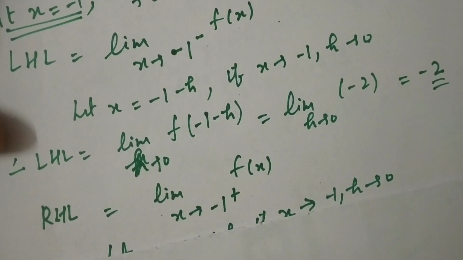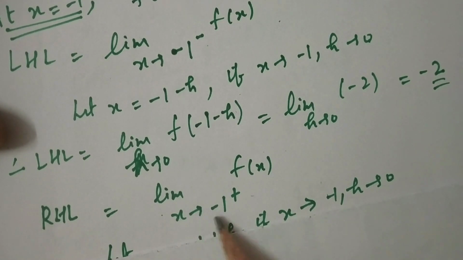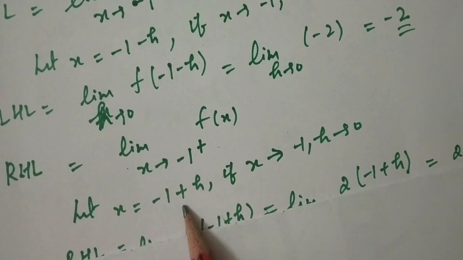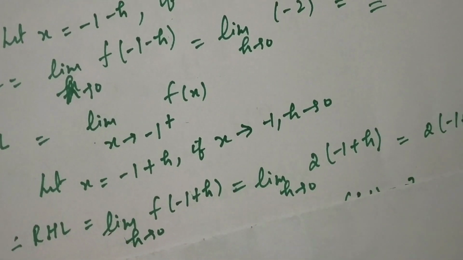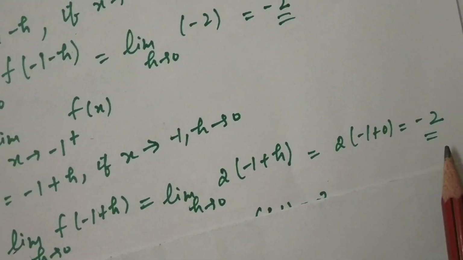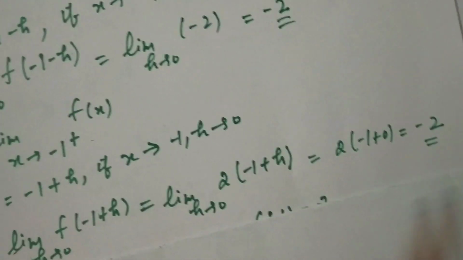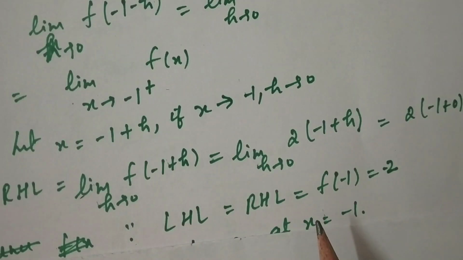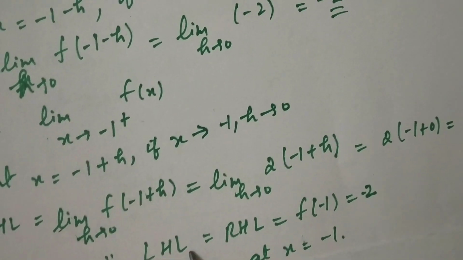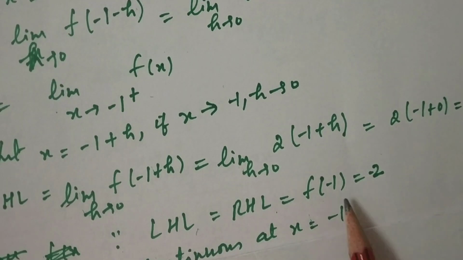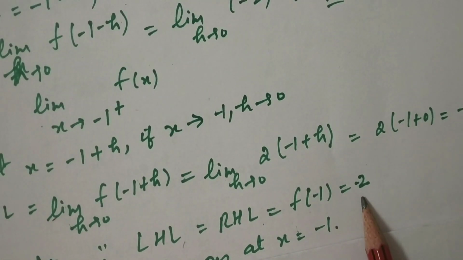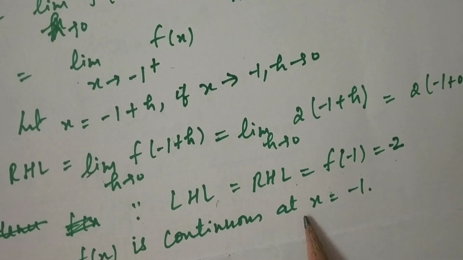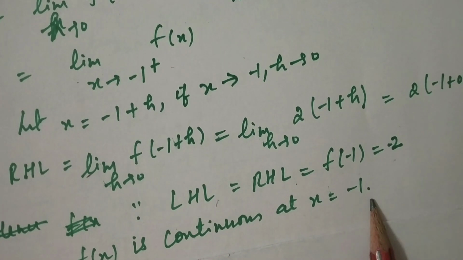I take on to right hand limit. Again I take limit x tends to -1 plus f(x), which gives me, keeping x equal to -1 plus h, and all the way I see that my right hand limit is also coming -2. From all the 3 values, left hand limit, right hand limit, and function's value at -1, we see that the value comes out to be -2. Hence we can see that function is continuous at x equal to -1.